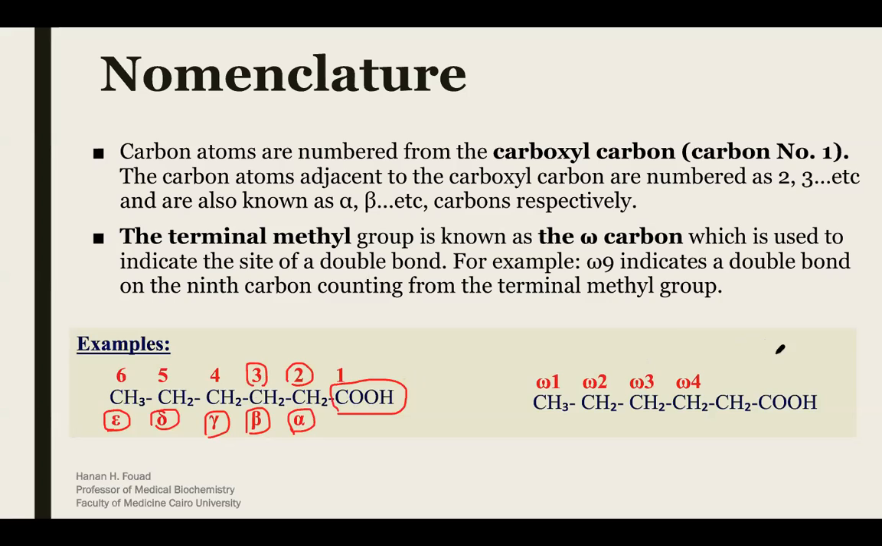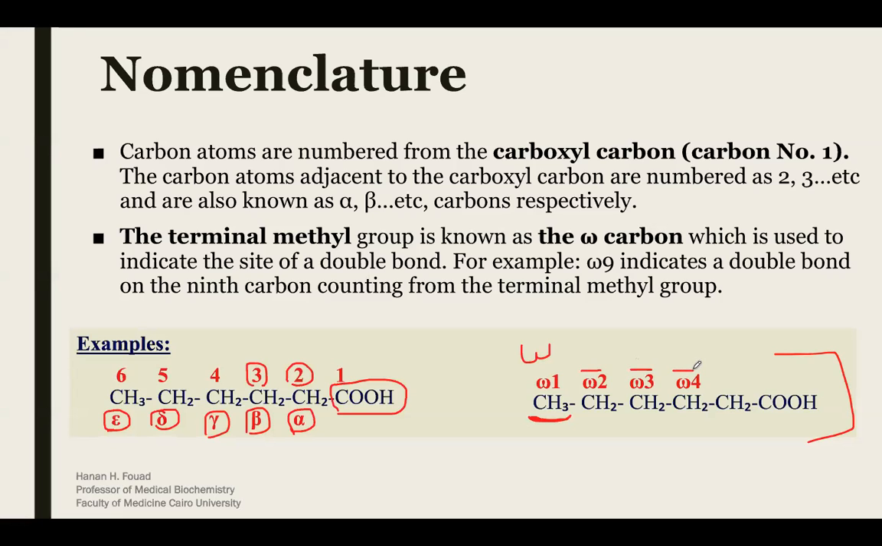If you go to the other diagram on the right, we have another count. We don't count the carboxyl. We count the methyl group which is found at the left side. The methyl group on the left side is termed omega. This is omega, omega number 1. This is omega number 2, omega number 3, omega number 4.